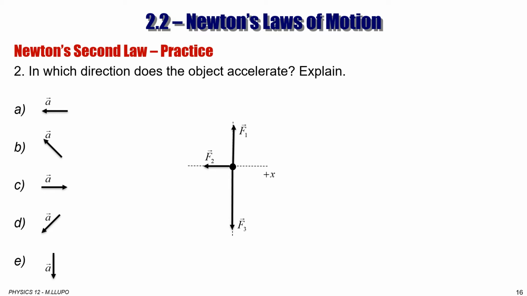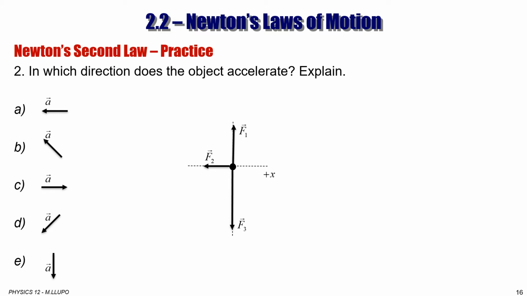B is not an answer for the same reason. If F1 and F3 add up together, they will produce a resultant downward, not up. So B would not be an answer. C is a nonsense option. There's no way that C would be an option at all.